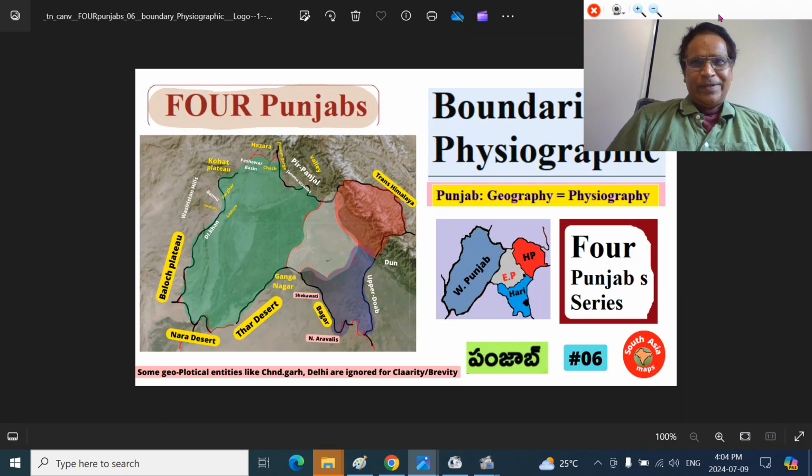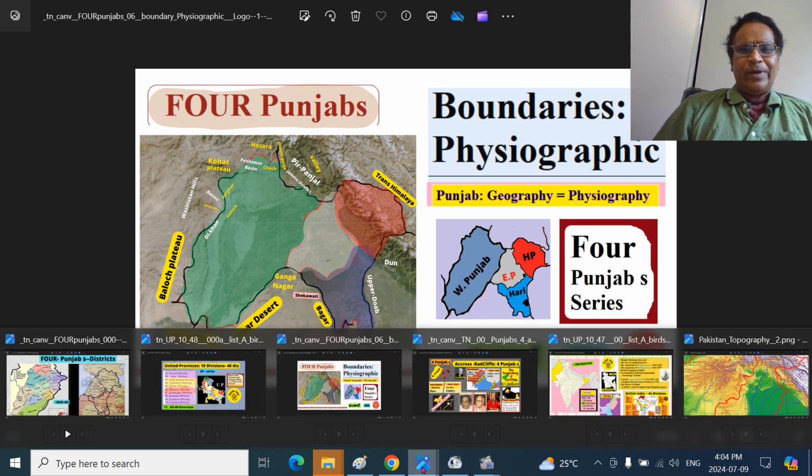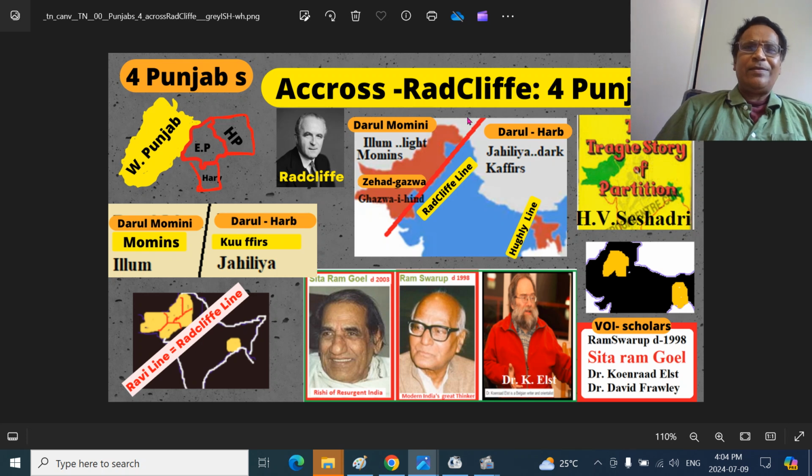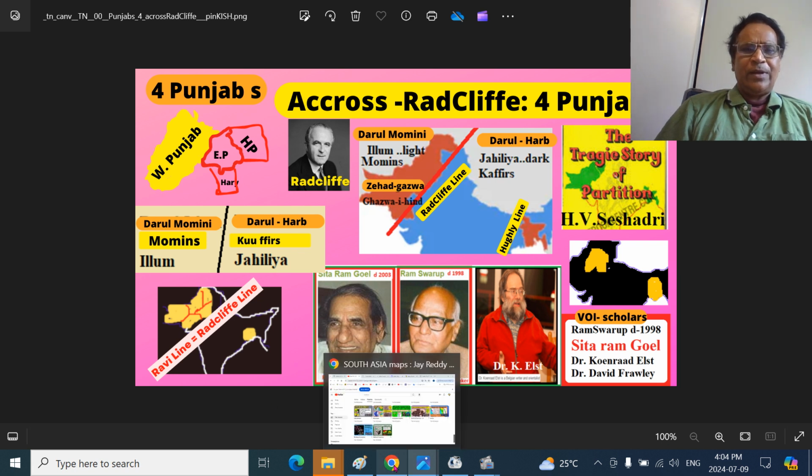These are the physiographic boundaries. Mitranam, you are aware there are four Punjabs. This is the Radcliffe line, based upon the territories awarded by the British judge Cyril Radcliffe, also called the Ravi line, the partition line, driven by the ideology of the Islamic theology of demand and fighting for partition: Darul Islam and Darul Harb, Momins and Kafirs, believers and non-believers, Islam and Jahiliya, the civilized and uncivilized land, and so on. You can look at other presentations I posted in the partition series on that.